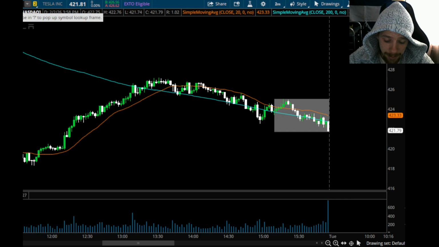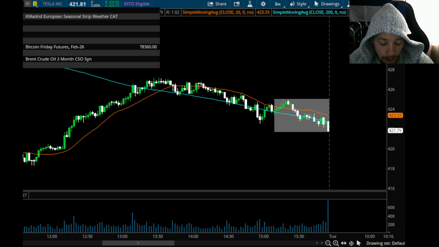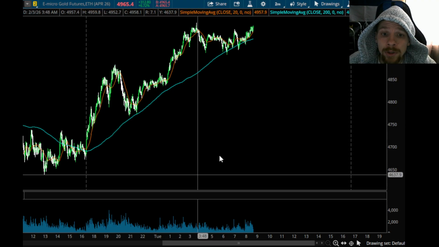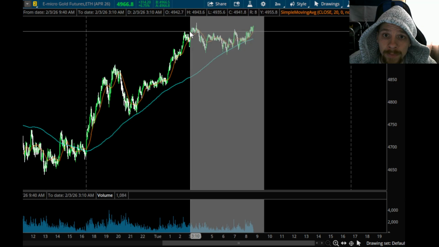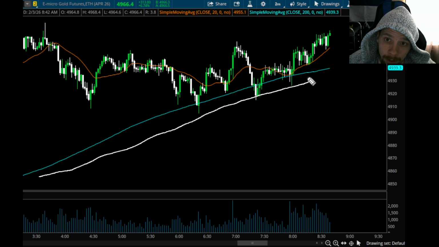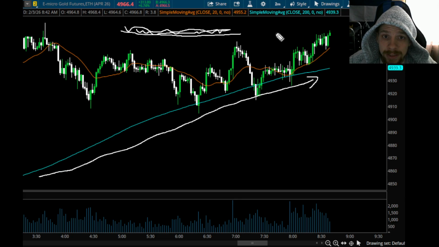I would look for the same thing with gold here. Same thing with gold. Leading into the open, the states are narrow. You can see here. The states are narrow. The 20 starts trending up. We like this, right? But the 200 is just pointing straight up. It's not flat going into the open with price kind of doing its thing like that.